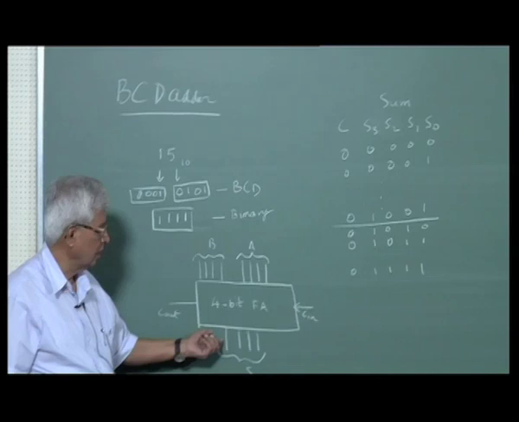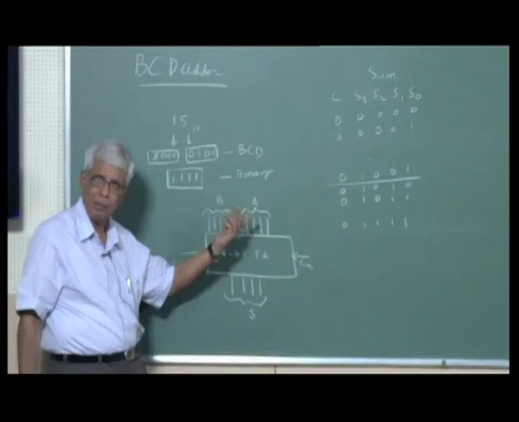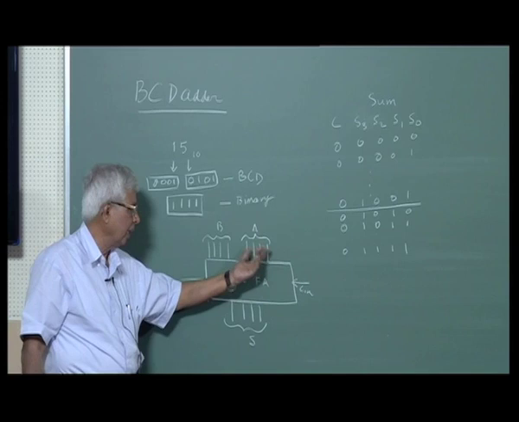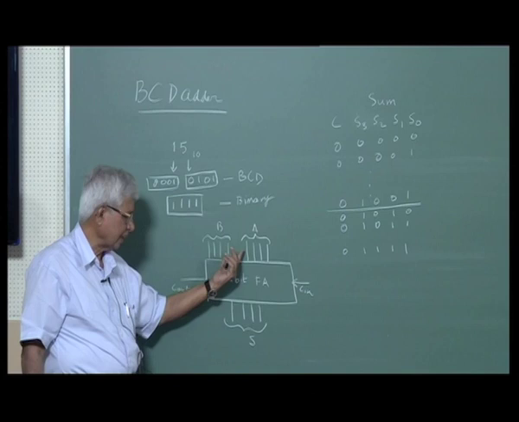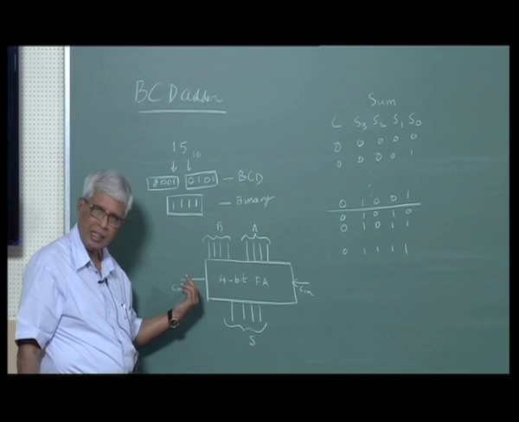Now we are going to feed A and B as BCD numbers. We know that they are not going to exceed 9. This will not exceed 9. This will not exceed 9. So when the numbers are like this, the result can be a 4-bit sum and a 1-bit carry. So it can go anywhere from 0 to 16 and beyond also.